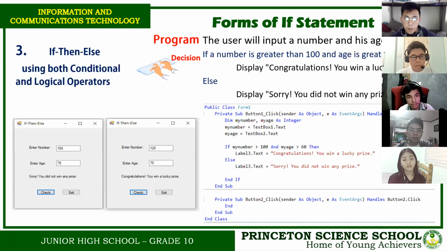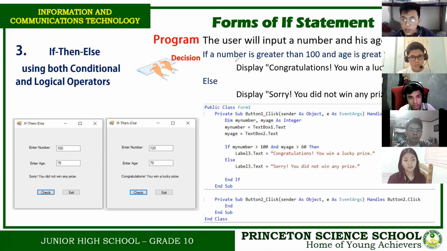Okay, next. We're just going through what you did in your activity, so this is related to what you did. Next is the if-then-else using both conditional and logical operators. Looking at our program, the user will input a number and their age. So there are going to be two inputs: number and then age.